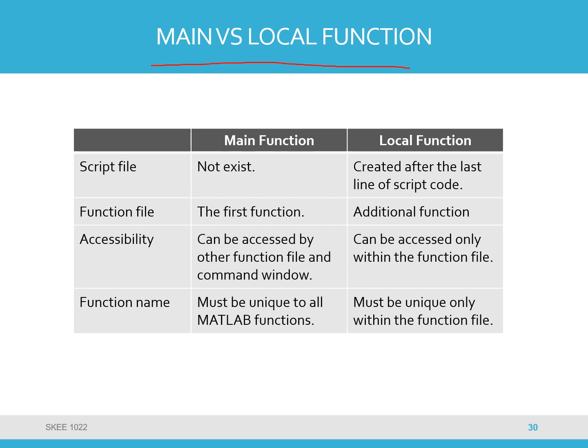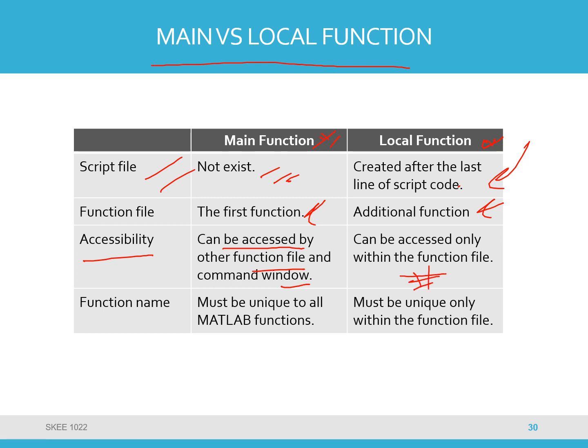In terms of location, for a script file the main function doesn't exist, but the local function is created after the last line of the script code. For a function file, the first function is the main function, and the others are additional functions. For accessibility, the main function can be accessed by other files or the command window, but a local function at the bottom cannot be accessed.